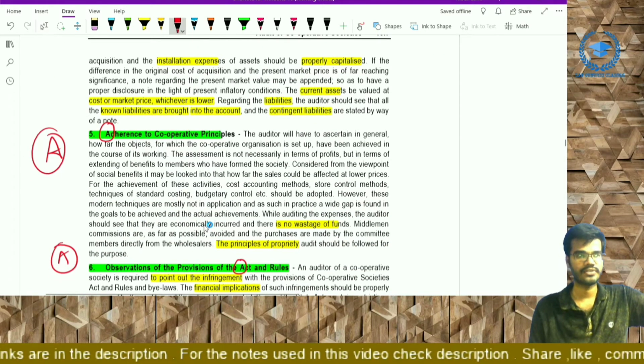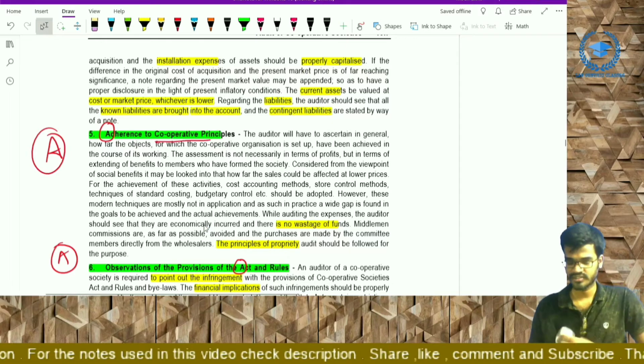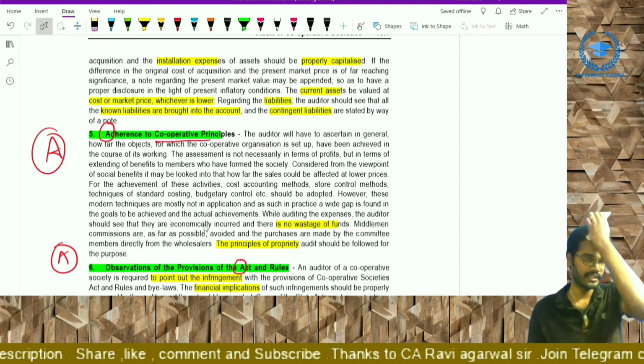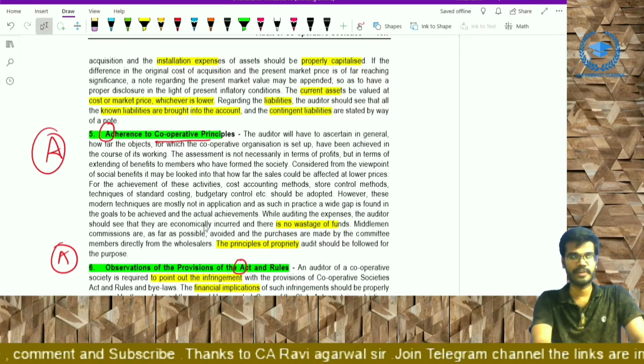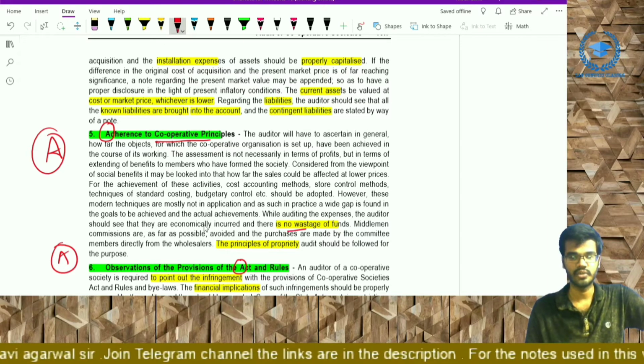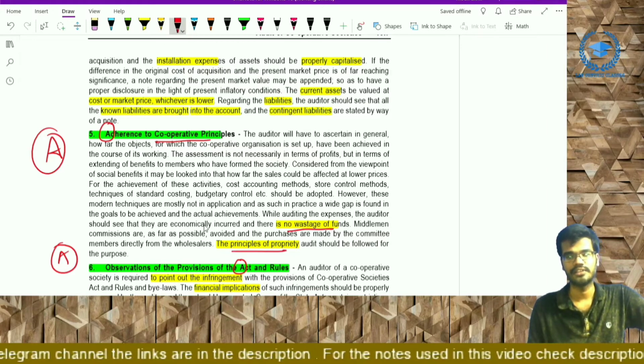And coming to adherence to cooperative principles, the cooperative societies shall adhere to the principles of cooperation. The auditor has to consider this point, and mainly check the principle of propriety. Any unlawful wasteful expenditure must not have been incurred, no wastage of funds; the principle of propriety needs to be checked.